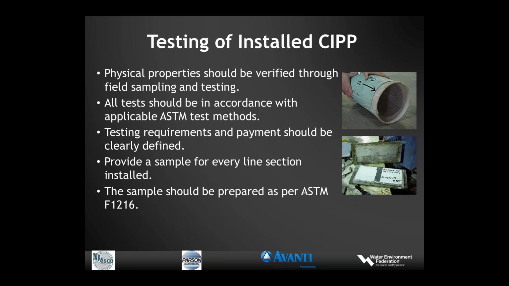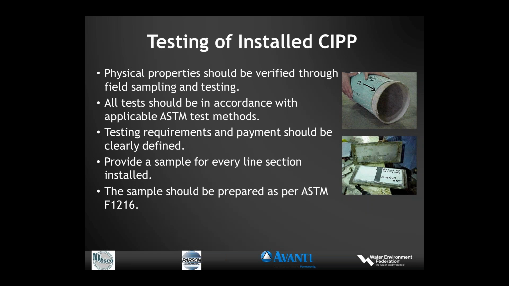Testing, very important part of the process for quality control. Physical properties should be verified through field sampling and testing in accordance with all applicable ASTM standards. The requirements for this testing and the payment should be clearly defined in the specifications. Who absorbs the cost for collecting the samples, who pays for testing the samples, all should be laid out. Each line segment should be sampled, and the samples should be prepared in accordance with ASTM F1216.